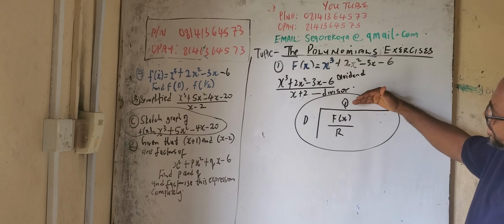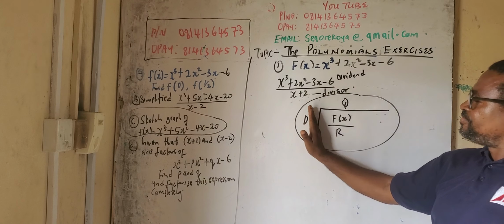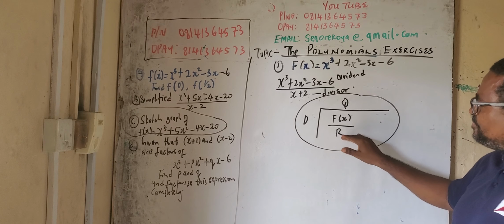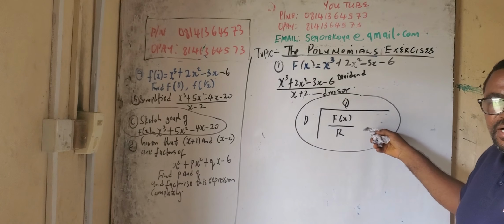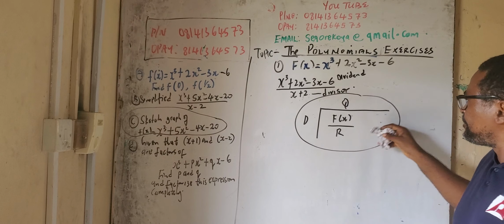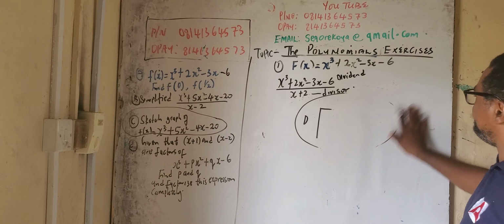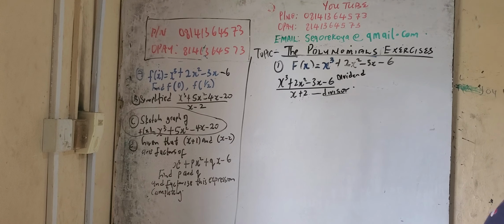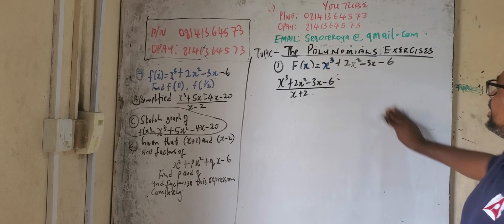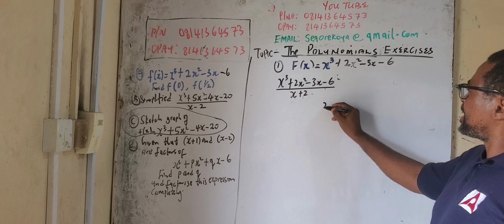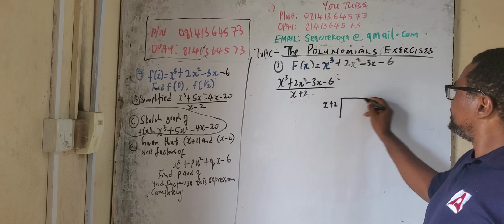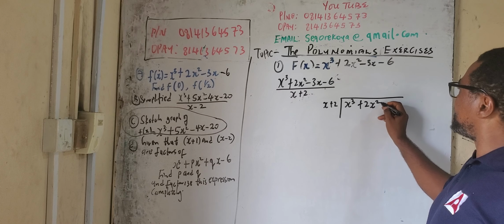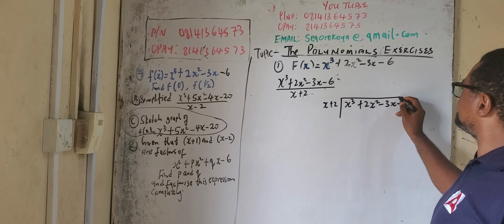The quotient is normally located on top here. The divisor is normally located here. The dividend is here. Then the end of our workings will give us the remainder. So take note of this skeletal frame of work. Now, let's proceed. So, I will rewrite this now like this. x plus 2 dividing x cubed plus 2x squared minus 3x minus 6.